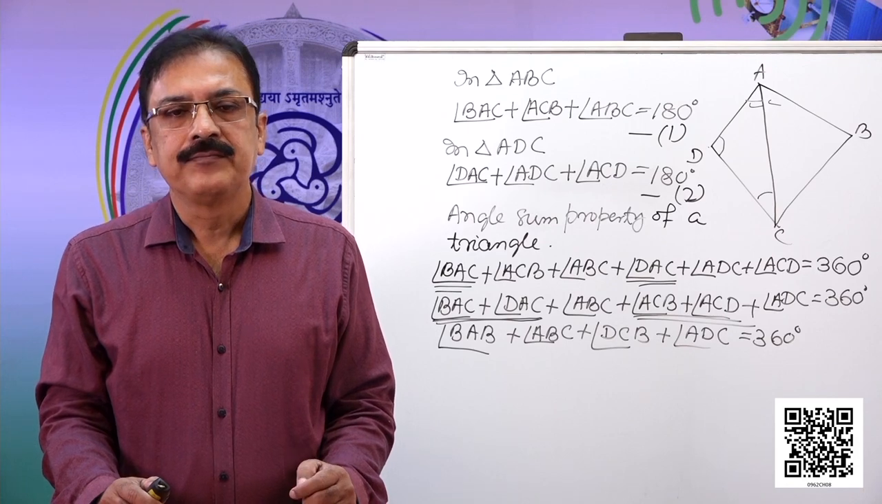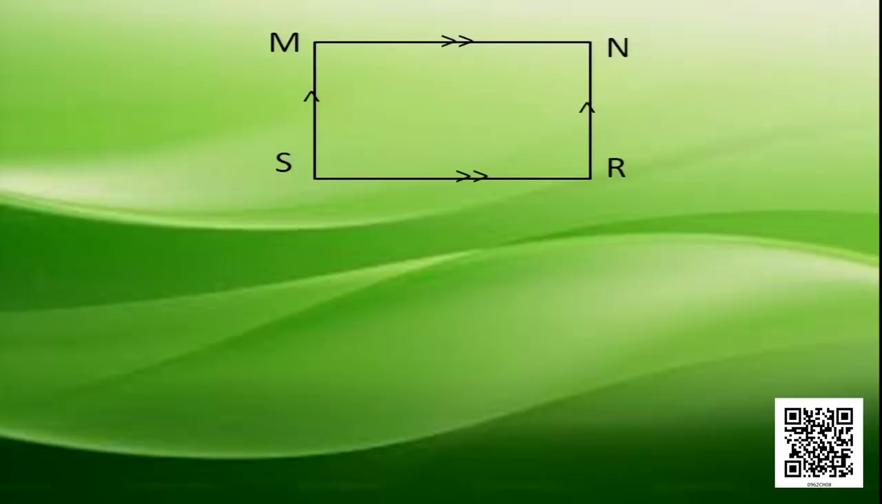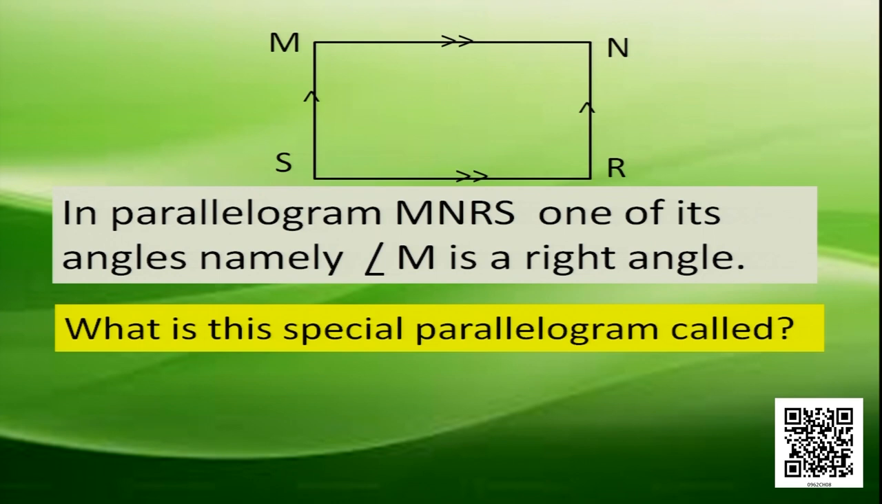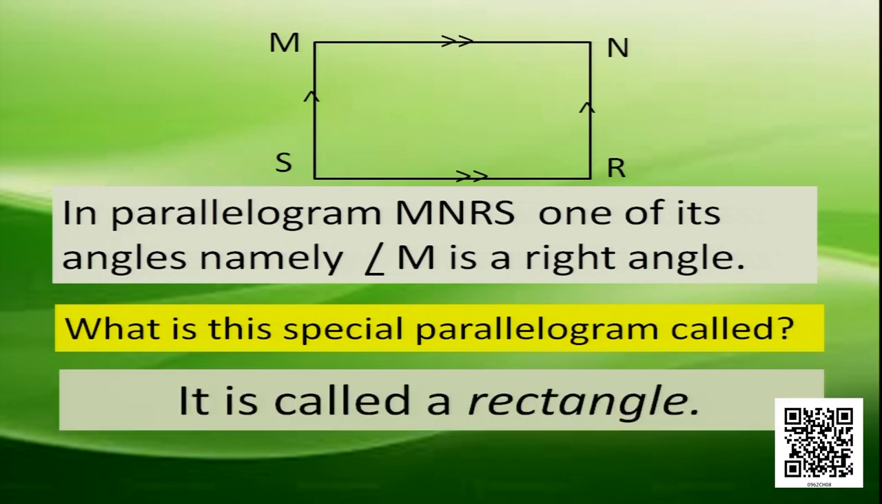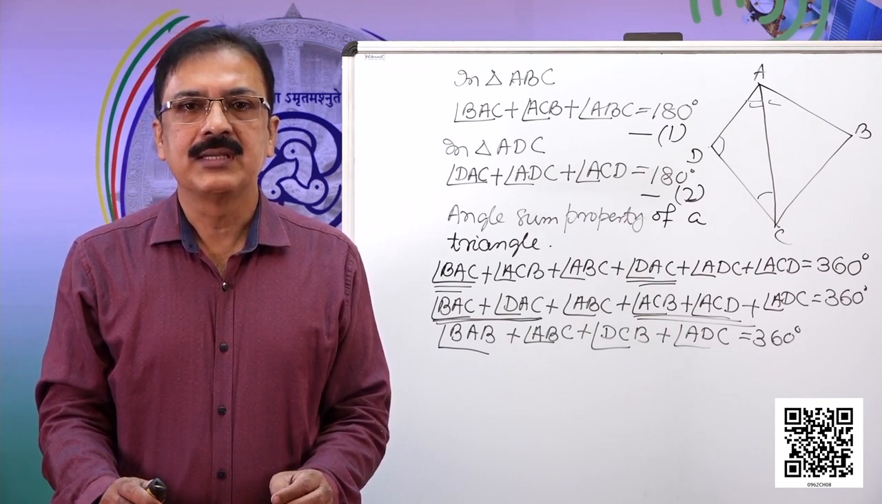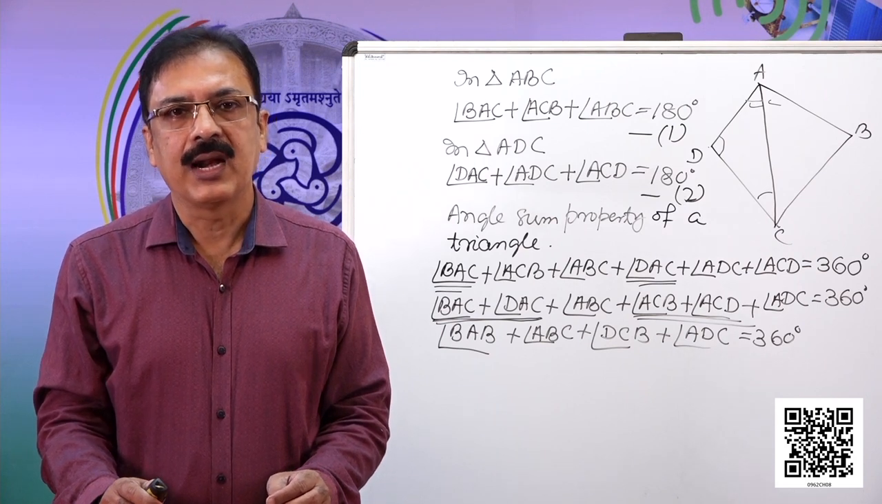Now, you know, in this parallelogram, we can have some added properties. Let's discuss that. Here also we have a parallelogram, but this speciality is like this. In this parallelogram MNRS, one of its angles, say M, is a right angle. So, if one of the angles of a parallelogram is 90 degree, then it has a special name. It is called a rectangle. So, again, we can say that if an angle of a parallelogram is 90 degree, then it is called a rectangle.